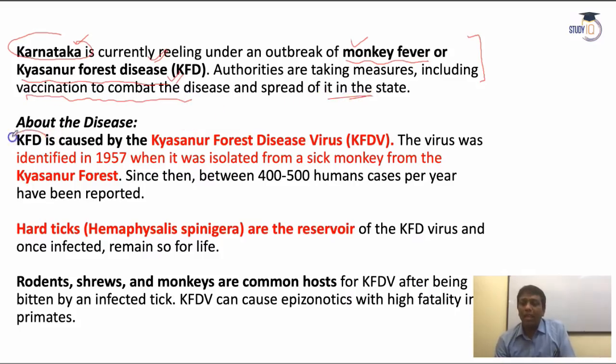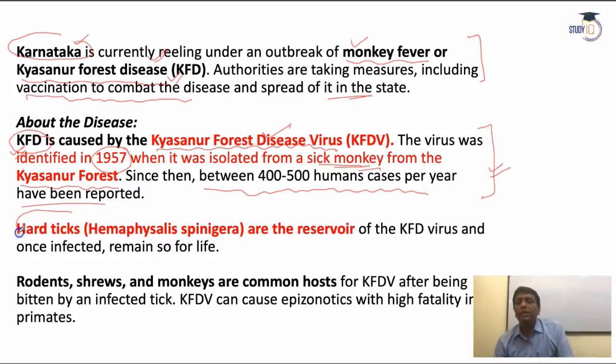What actually is KFD, Kyasanur Forest Disease? It is caused by the Kyasanur Forest Disease virus. This virus was first identified in 1957 in a sick monkey, in the Kyasanur forest area. Between 400 to 500 human cases per year have been reported of KFD or monkey fever. What is the main reservoir of monkey fever? The answer is a hard tick, whose scientific name is Haemaphysalis spinigera. That is the reservoir of the KFD virus.